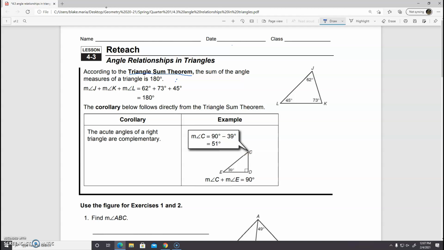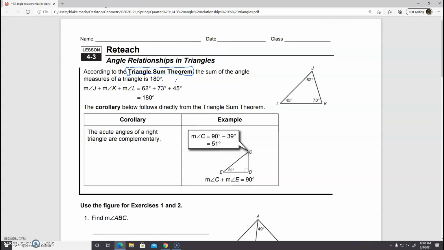The triangle sum theorem. So remember, sum means adding. What are we adding? Well, the angles. It says the angles of a triangle should add up to 180. The sum of the angle measures of a triangle is 180. So if you see here, 62 plus 73 plus 45 should equal 180. And that's the triangle sum theorem. To be honest, you probably already knew it. You just didn't know it was called the triangle sum theorem.